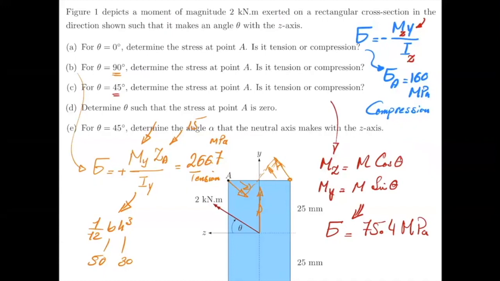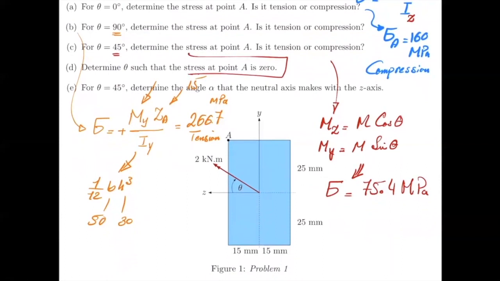Now in the next part, it asks what happens if we want the stress at point A to be 0, what should be the angle theta? That's what we want to answer now. So I do it in a different color. We are looking for a theta such that the stress at point A is 0.